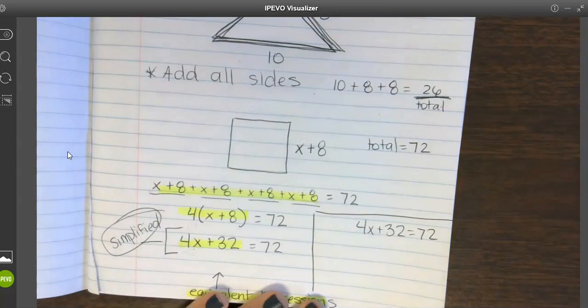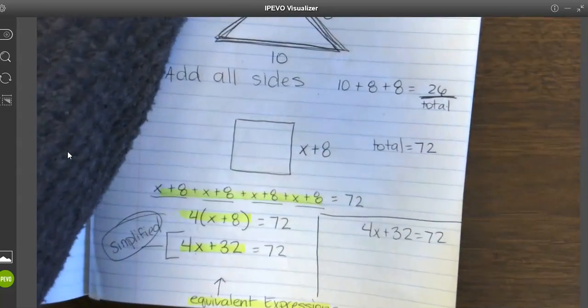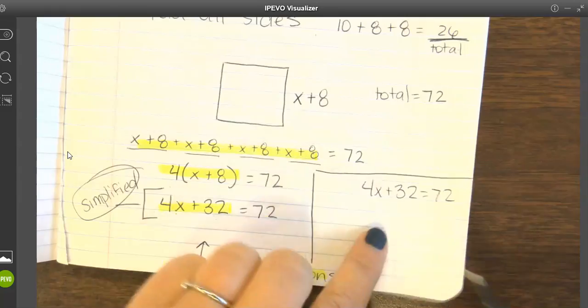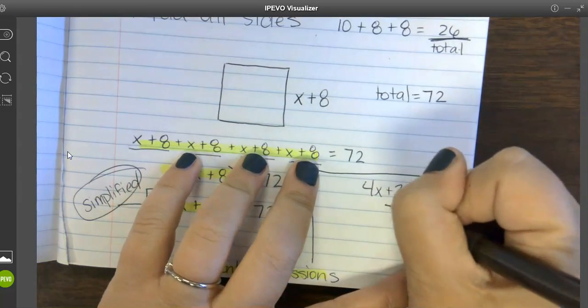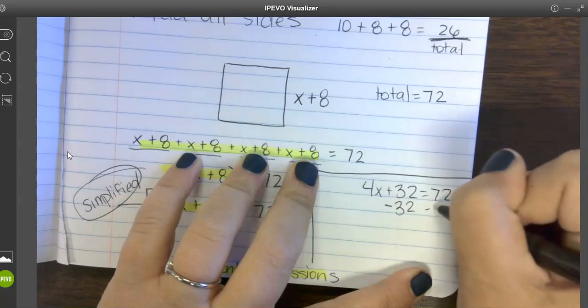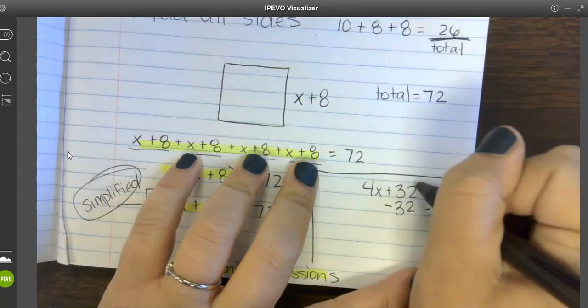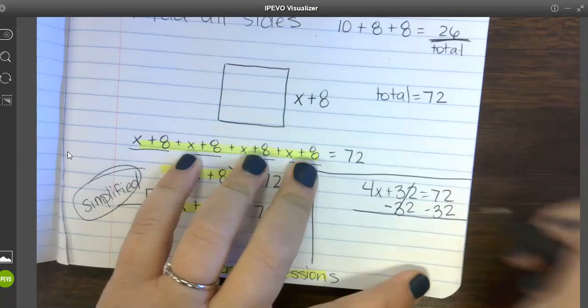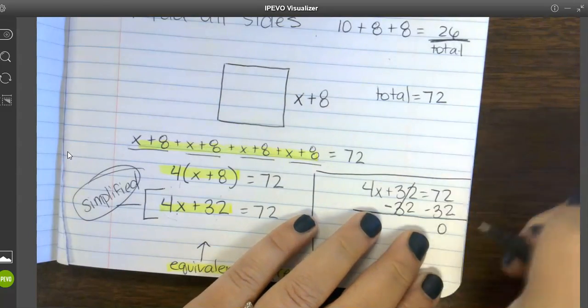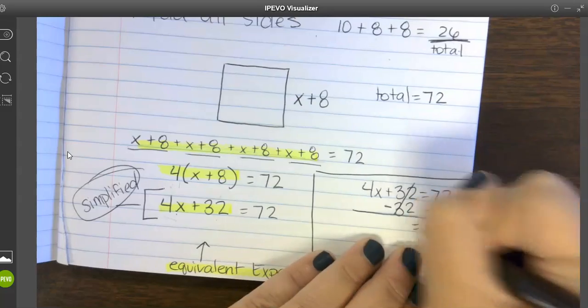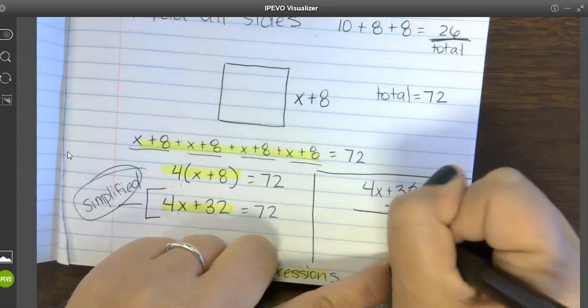Okay? So what's my first step here? I need to get rid of this addition, right? So I'm going to get rid of addition by using subtraction. So I'm going to subtract 32 from both sides. That's going to eliminate it here and leave me with 72 minus 32, which is 40. And I'm left with 4x on this side.